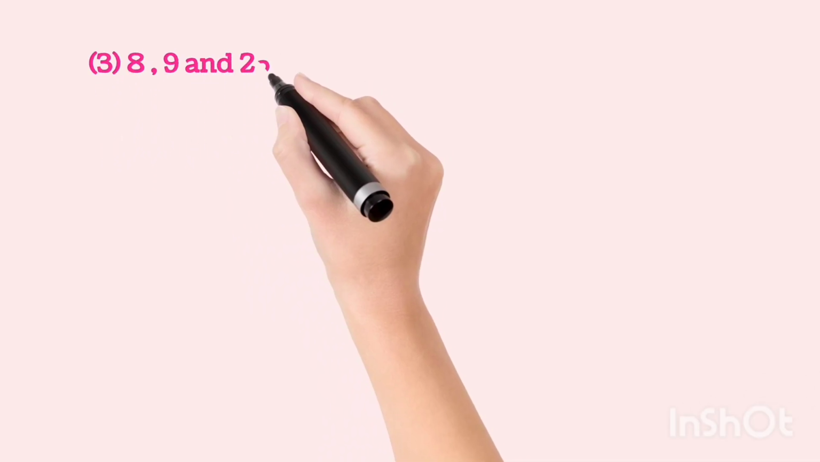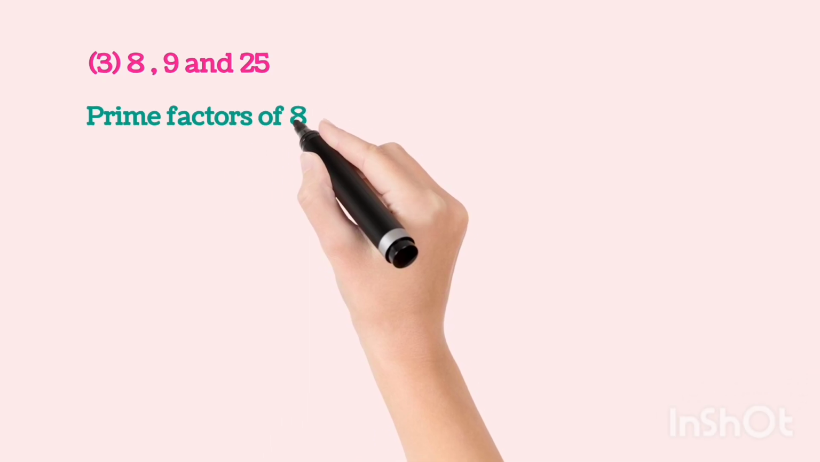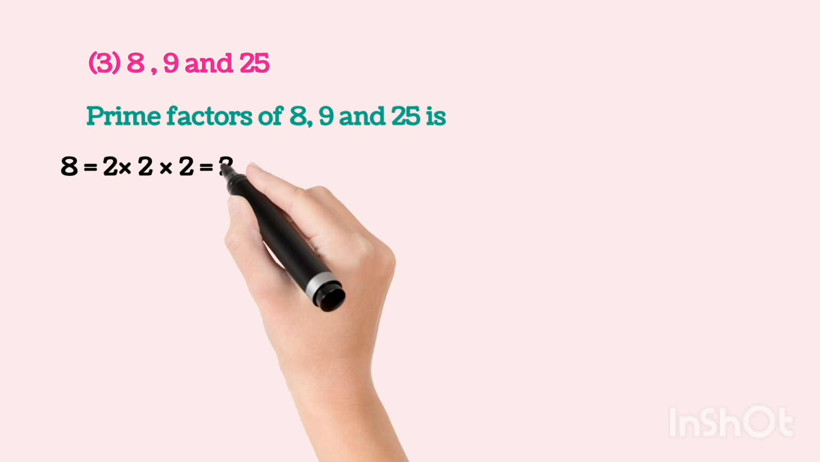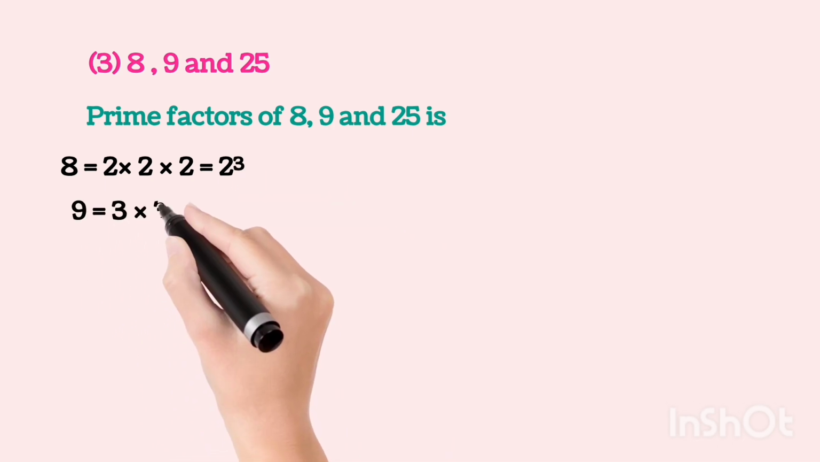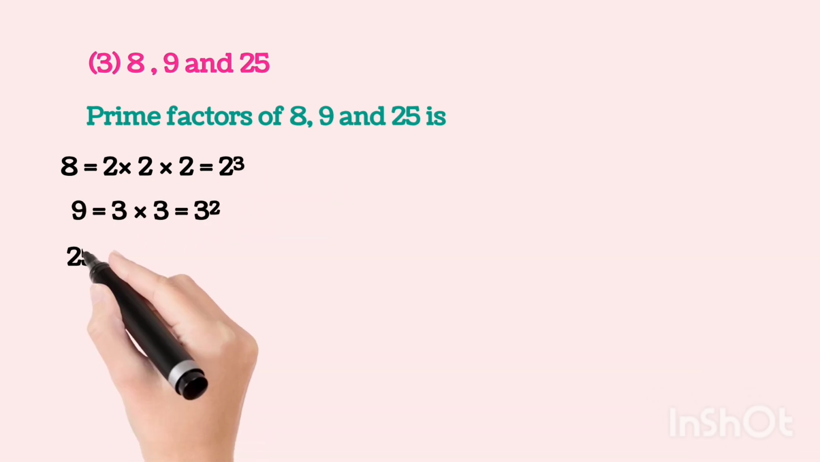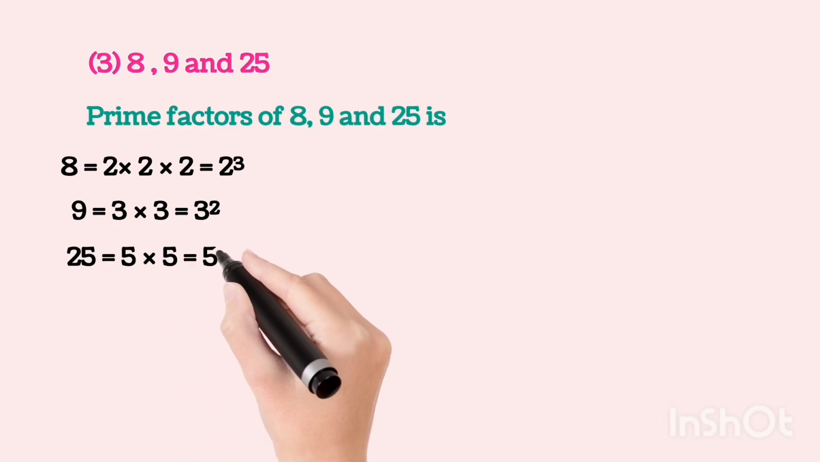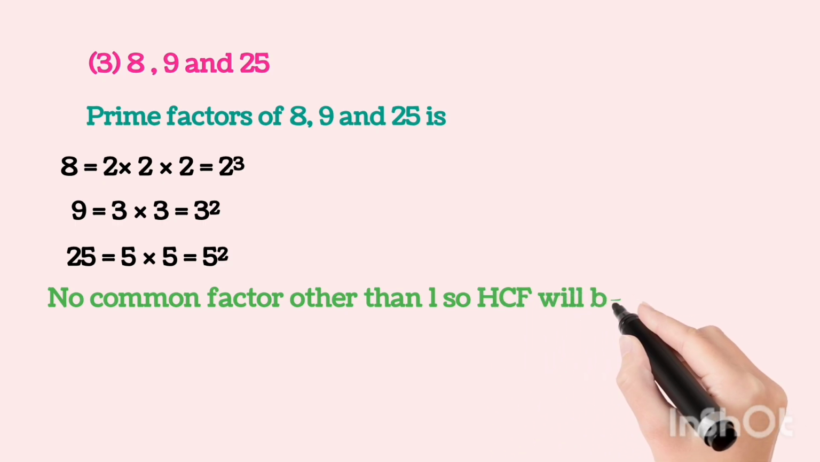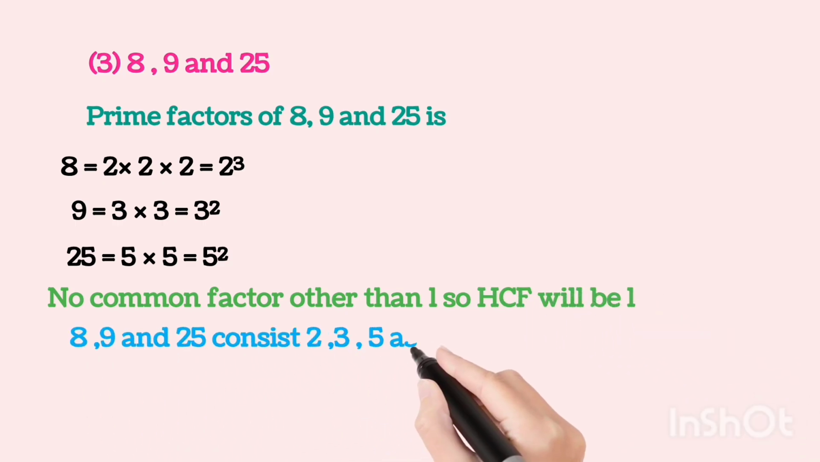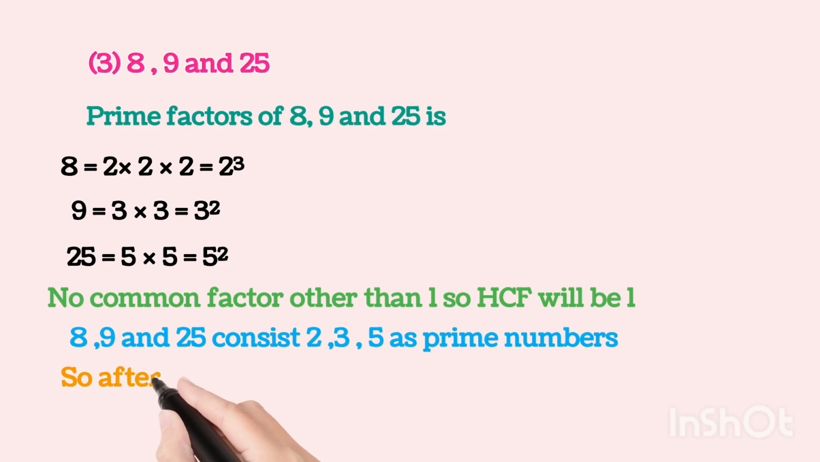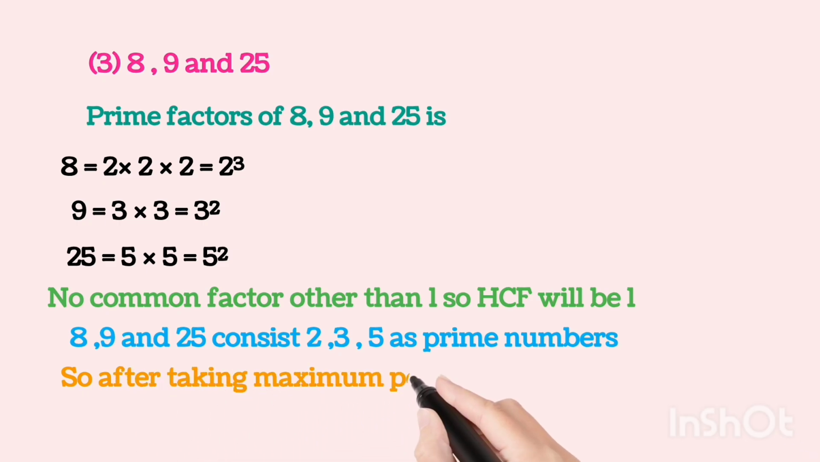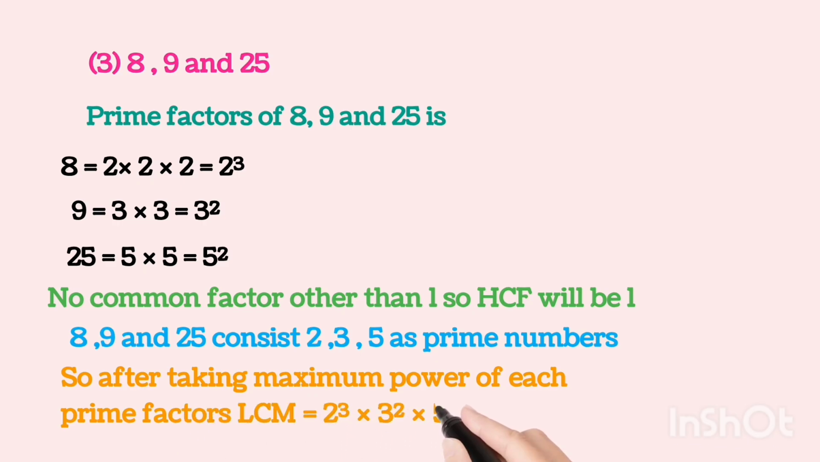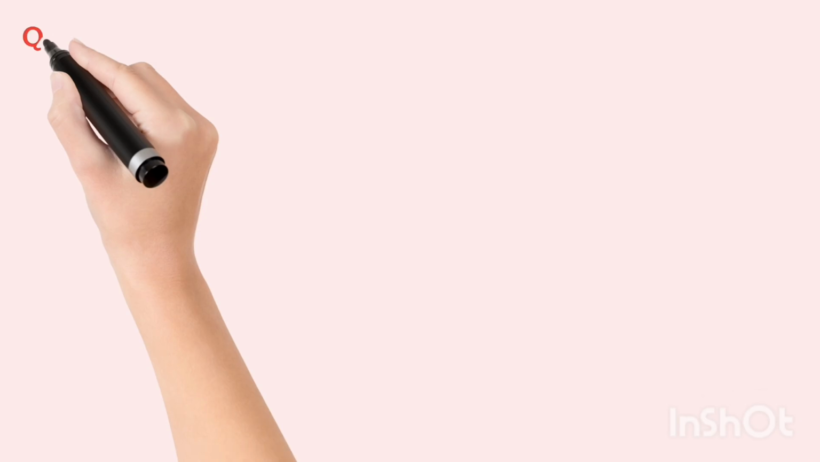Now 8, 9 and 25. 8 can be written as 2 into 2 into 2, that will be 2 to the power 3. 9 is equal to 3 into 3, which is 3 square. 25 is equal to 5 into 5, that will be 5 square. No common factor other than 1, so HCF will be 1. 8, 9 and 25 consist of 2, 3, 5 as prime numbers. So after taking the maximum power of each prime factor, LCM is equal to 2 to the power 3 into 3 square into 5 square, equal to 1800.